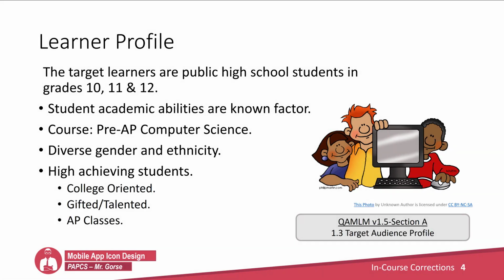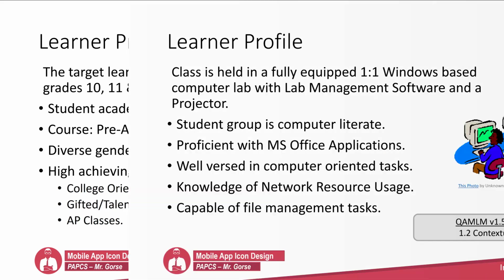First part of our learner profile, we see that the target learners are public high school students in grades 10, 11, and 12. The typical student academic abilities are a known factor. The module we'll discuss is part of a pre-AP computer science course. Our students include a diverse gender and ethnicity mix of high-achieving students, and these students tend to be college-oriented, gifted, talented, and attend multiple AP classes.